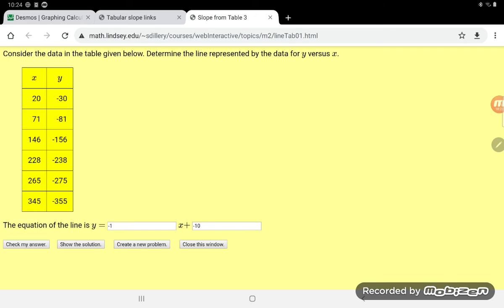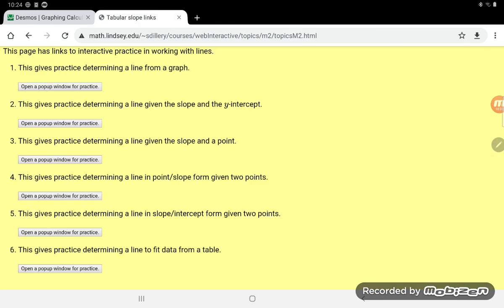Okay, so that is, at least at this point, going through all, let me close this window, all of these practice links. Okay, so hopefully that helps.